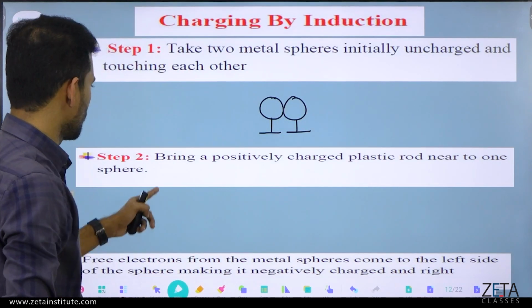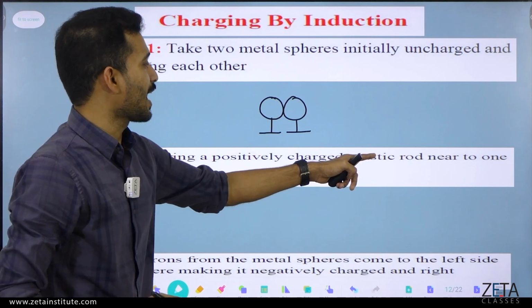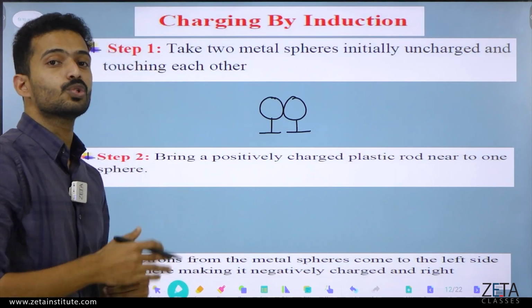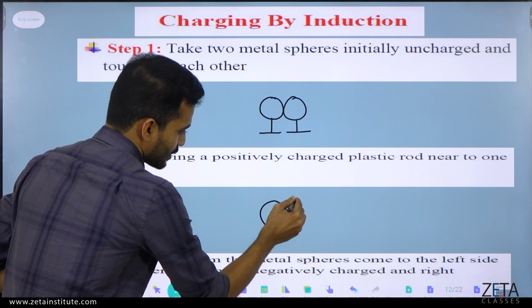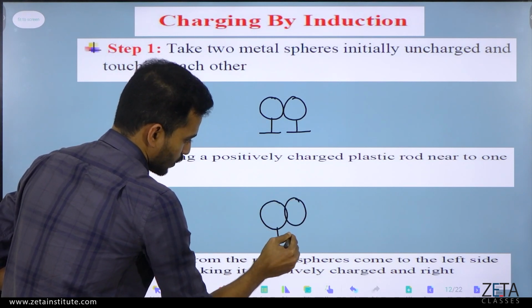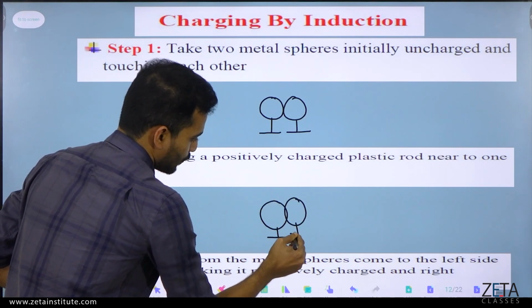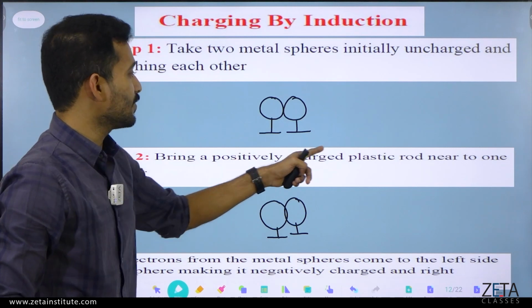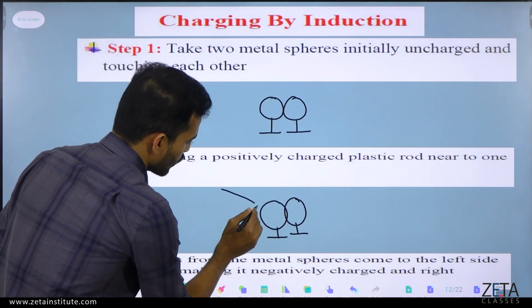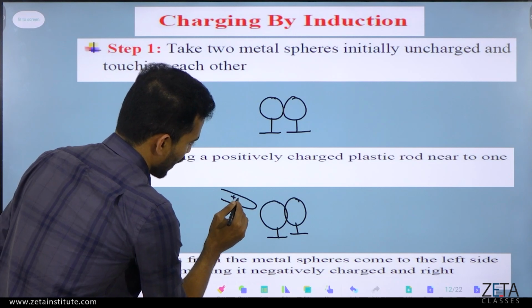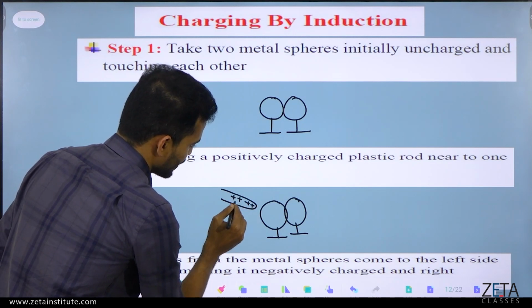Then what is the next step? Bring a positively charged plastic rod near to one sphere. So there are two uncharged spheres. Okay, so we are placing a positively charged plastic rod. I am just placing a positively charged plastic rod. What is that?